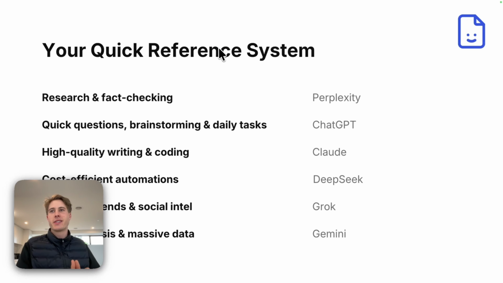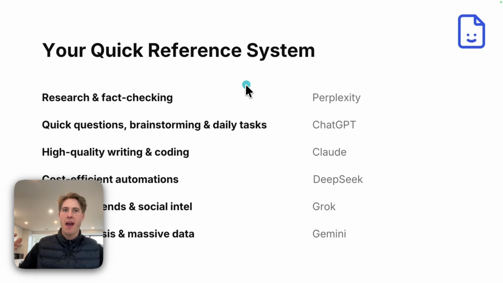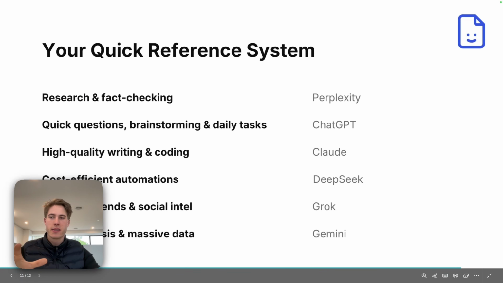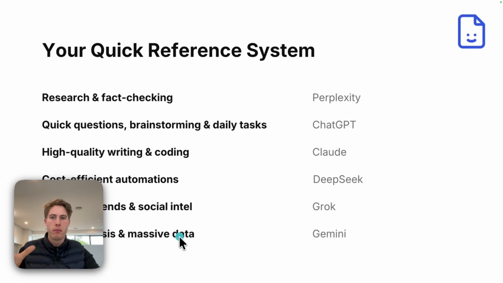But that's it. That's the top 6. And just as a quick reference system and recap, for your research and fact checking, use Perplexity. For your quick questions, brainstorming, daily tasks, everyday use, ChatGPT. For high quality writing and coding, and also for building AI employees, Claude takes the cake by a mile. For cost efficient automations, DeepSeek is the best. For real-time trends, social intel, and public sentiment, Grok is the clear winner. And for video analysis and massive data, Gemini is the tool you should be using. So that's just your quick cheat sheet there.